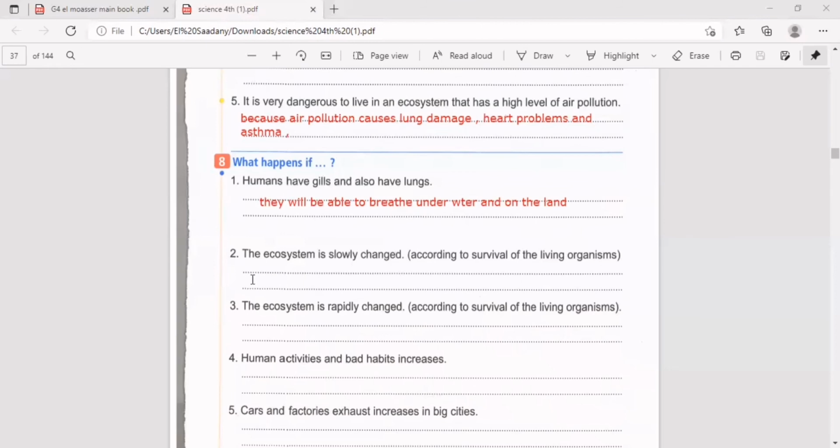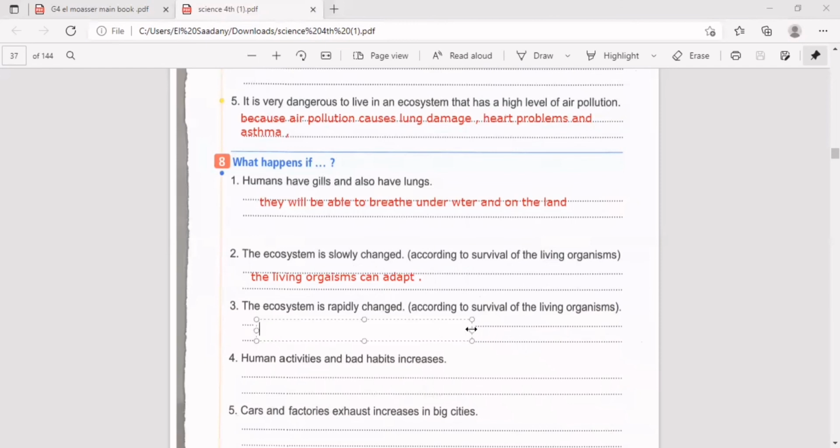So we're going to write here: the living organisms can adapt. They can adapt to slow changes. So what happens if the ecosystem rapidly changes, according to the survival of living organisms? If it changes really quickly, over a small period of time, what will happen to them? Will they live? Will they die? They may die, yes, because it happens quickly.